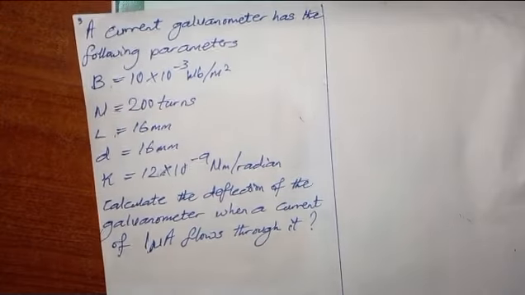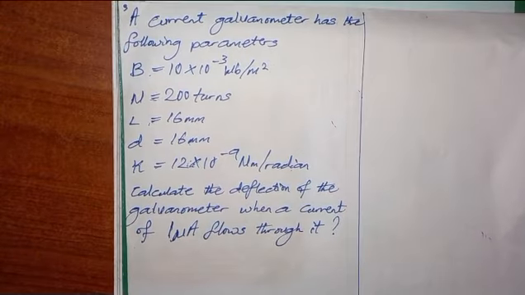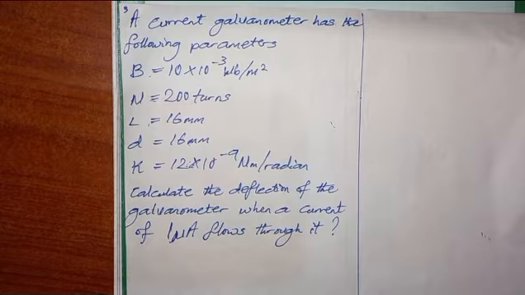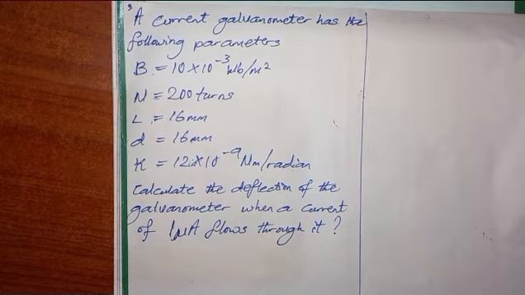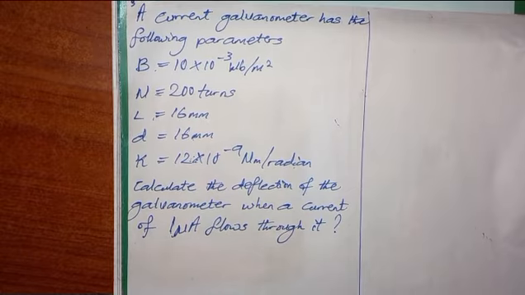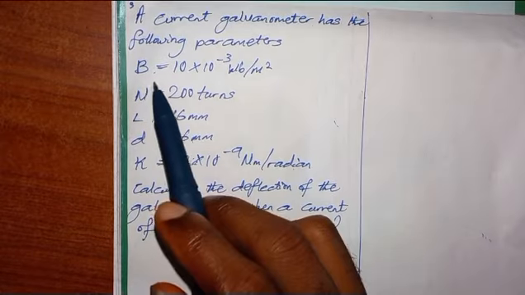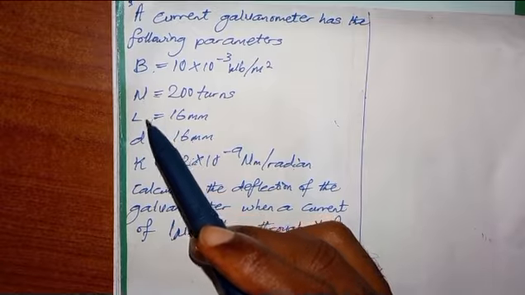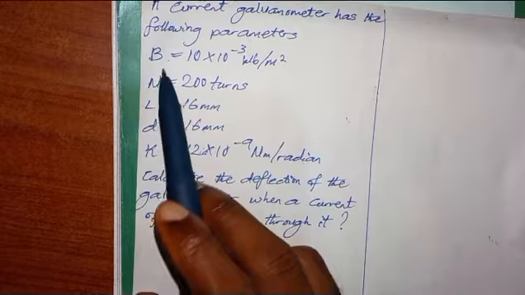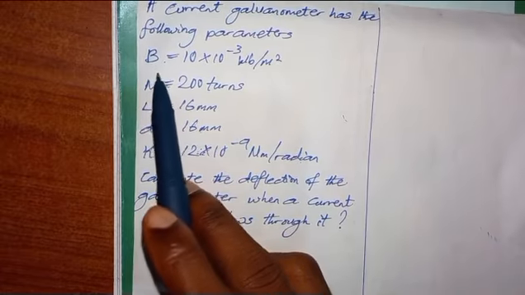For example, this one says a current galvanometer has the following parameters: B is 10 times 10 raised to power minus 3 Weber per meter squared. That's B. This B means magnetic flux density.